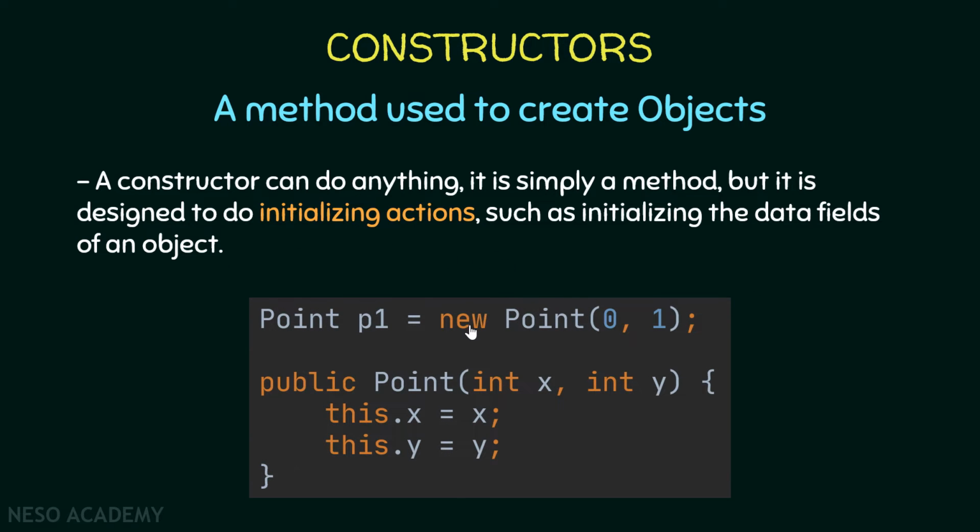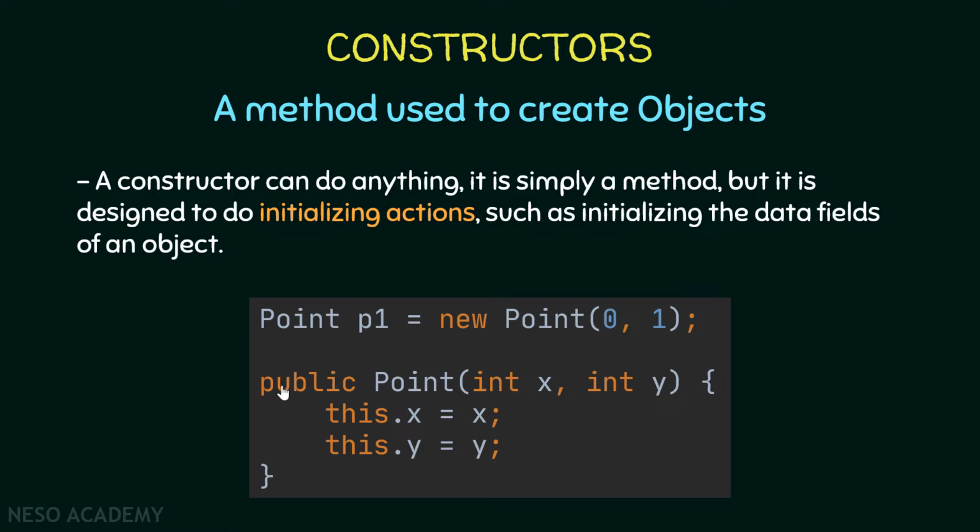Let me give you an example. Over here, I'm creating a point object and I'm storing its address inside this variable p1. So this method that we are using over here is the constructor that allows us to create point objects. As you can see over here, the constructor takes two arguments, the value of the abscissa and the ordinate. So this constructor initializes the data fields of a point object. It initializes the value of x to be this value and the value of y to be this value.